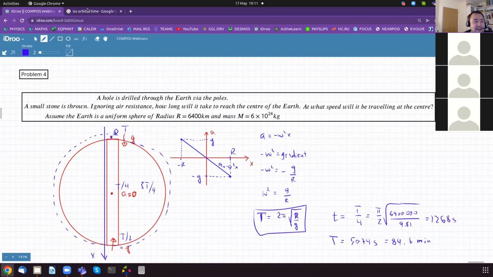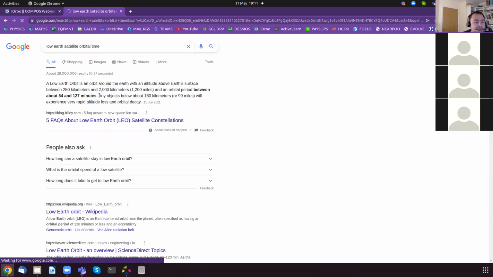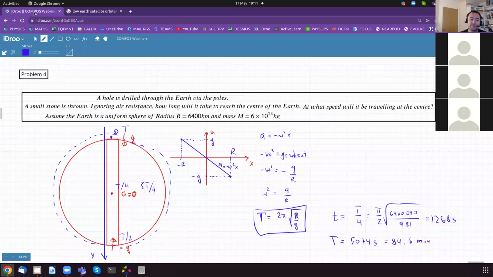Not a coincidence. Let's say a low Earth satellite has an orbital period between 84 and 126 minutes. So 84 is the lower boundary of a low orbit satellite. They cannot go faster than 84. 84 is the lower boundary, which is quite interesting.